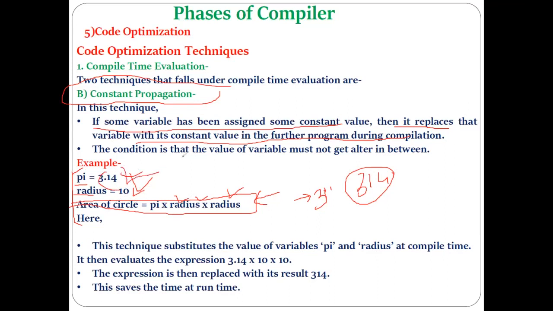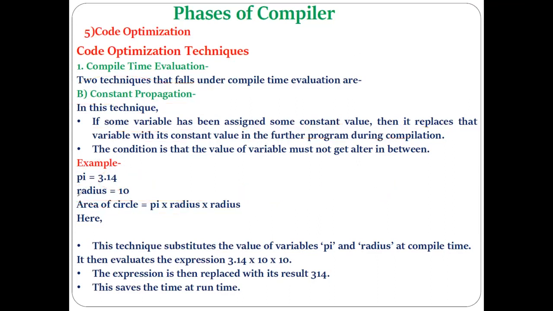The value of pi will never change, but for the variable radius you have mentioned radius equal to 10. Suppose this is evaluated here as 314, but somewhere in the program you declare the radius again with another value, suppose 15. At that time the propagation of 10 will not happen in the next formula, if this formula is also written somewhere in the next part of the program. That time this 10 will not be utilized, but 15 will be utilized. Understood? That is the reason I have mentioned the condition for the constant propagation.